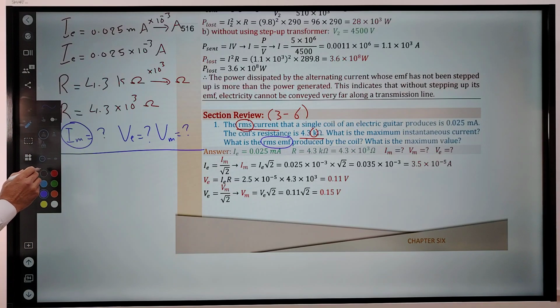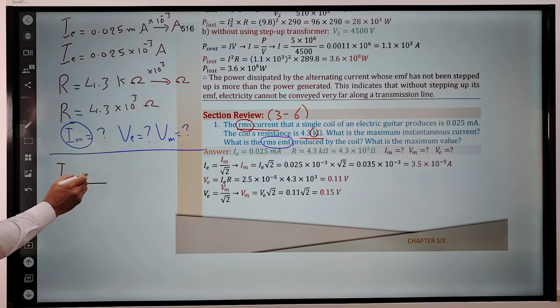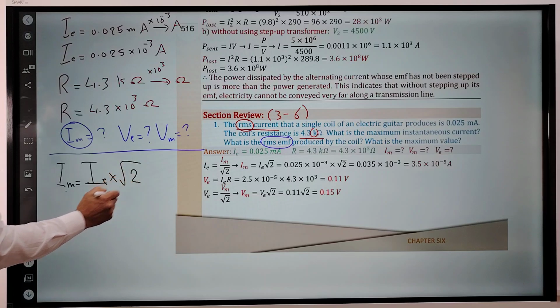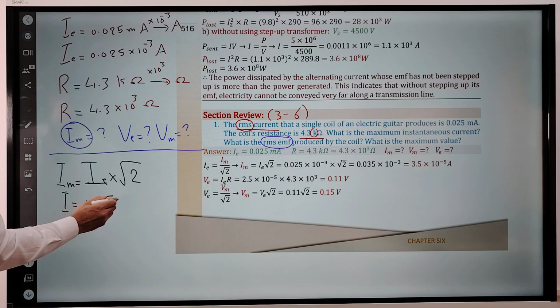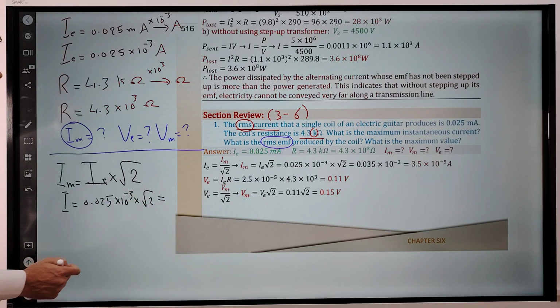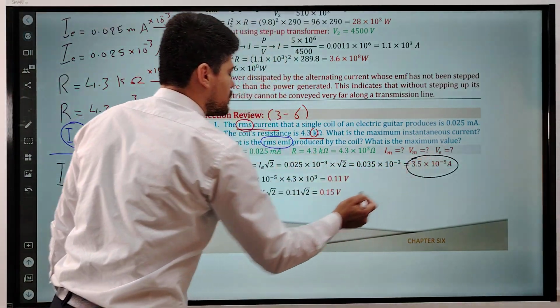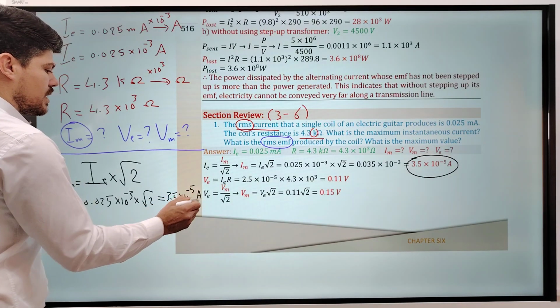How can you find the maximum instantaneous current? I maximum is equal to I effective times radical 2. Do we have I effective? Yes, it was given. 0.025 times 10 power negative 3 times radical 2. The maximum current is equal to 3.5 times 10 power negative 5 ampere.